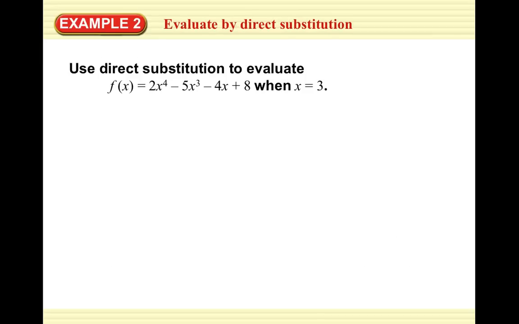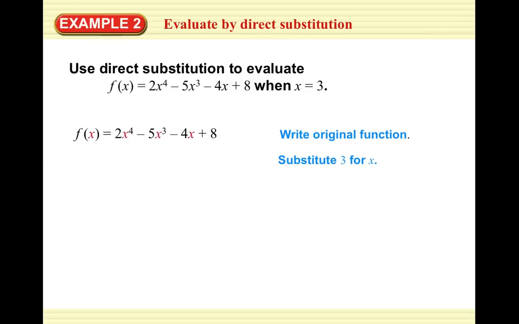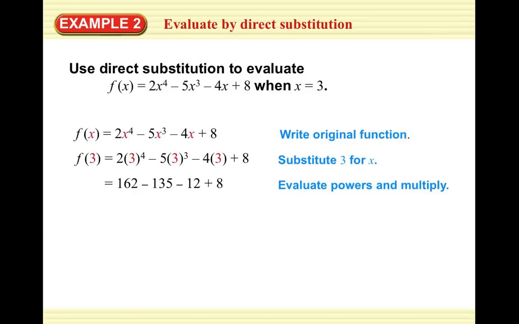All right, example 2, evaluating our polynomial functions by direct substitution. So direct substitution is exactly what we've always done with these problems. We're given a function and we're given a value of x, and all we do is substitute it in and solve it. So write the original function, substitute 3 for x, and then evaluate the powers and multiply, so order of operations, then simplify by adding and subtracting. And finally, our answer is 23. So what we've always done, pretty easy.